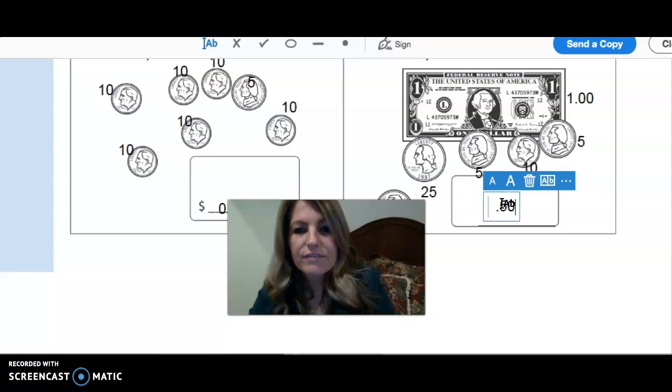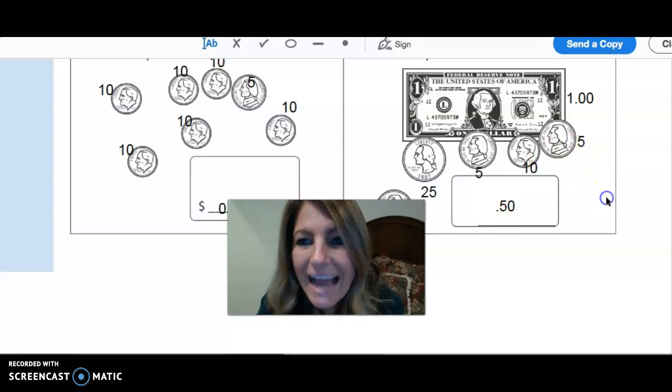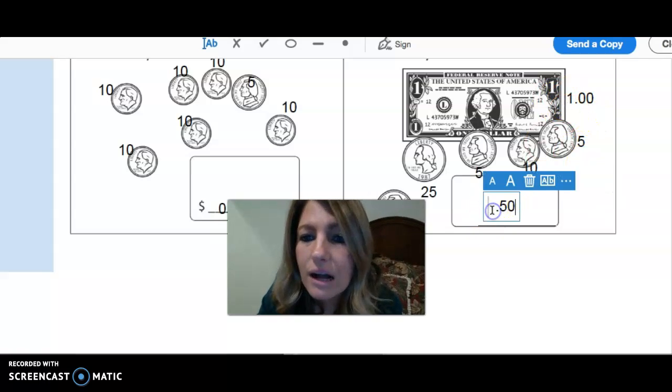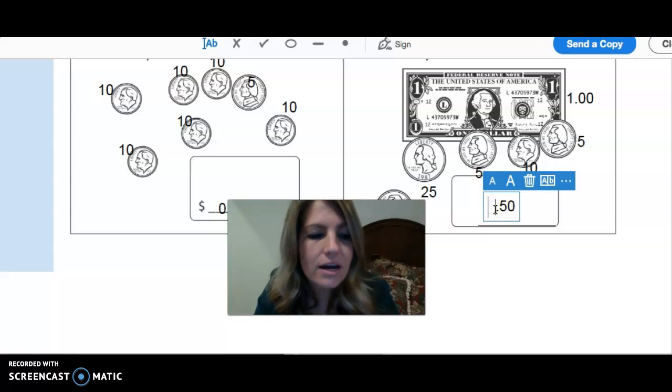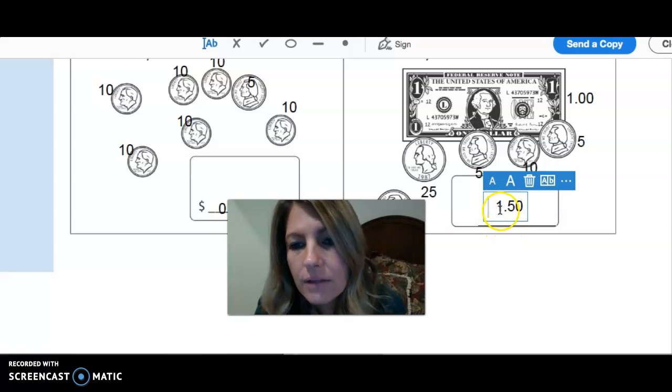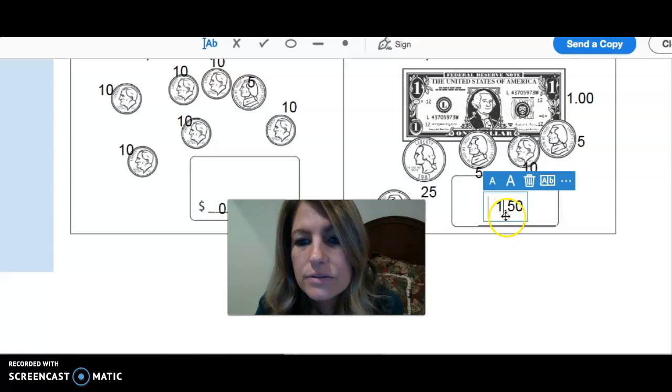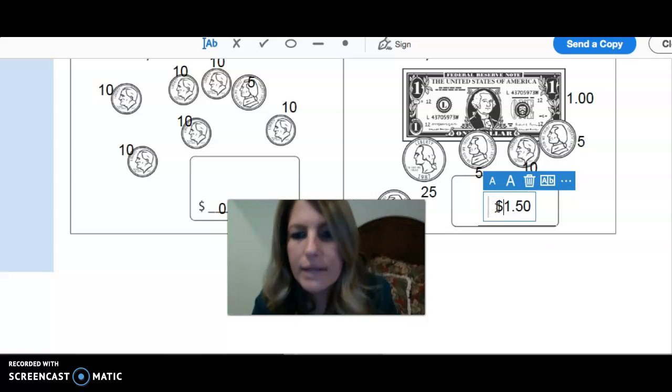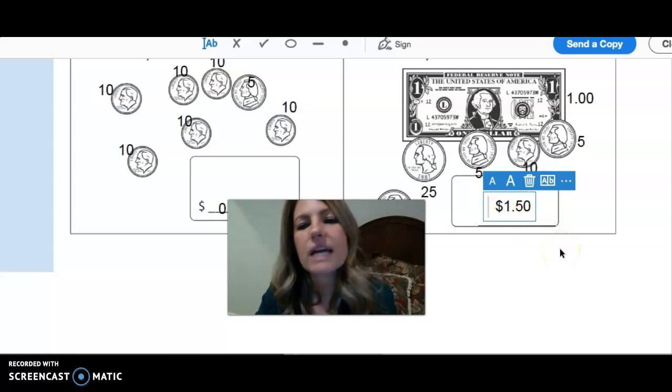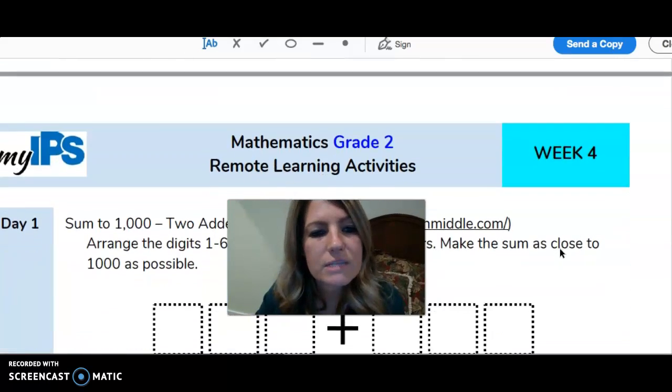So far I've got 50 cents. But I have to remember to add this dollar. Okay, I've got to add the dollar in. I put my dollars on this side of the decimal point. Okay, here's our decimal point, that little dot right there. I put my dollars on this side, and I put my change, my coins, on this side. And I can't forget to put my money sign. Okay, so I've got $1.50 here that I can spend.